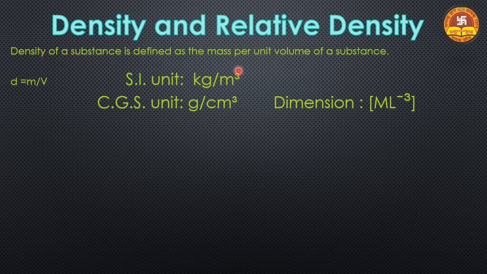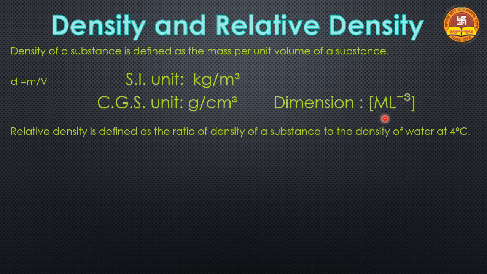What is the SI unit of density? Mass by volume, so kg per meter cube. And similarly in CGS system of units, it is gram per centimeter cube. Dimension, mass by volume, so M divided by L to the power 3. So if you take it, it will become M L to the power minus 3.